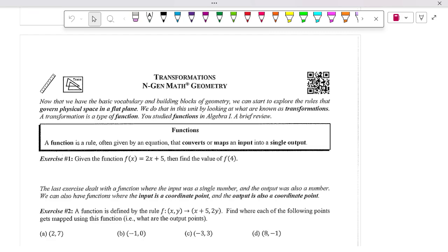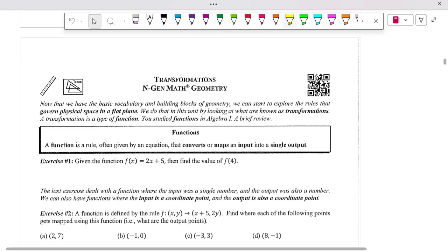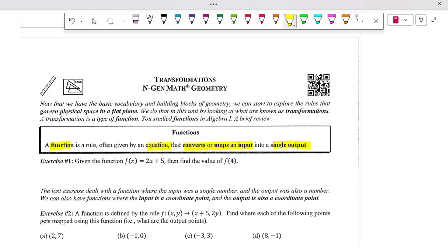In this class, it's more about if I gave you a function representing a transformation, first off, can you identify what the transformation is, and then can you do it, all right? So it does deal with some functions in there. So just to recap, a function is a rule often given by an equation that converts or maps an input into a single output. And that's just a fancy way of saying no repeating x's. So if an x value repeats, it's not a function.